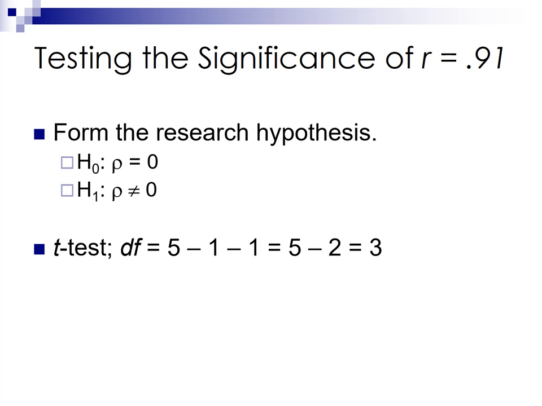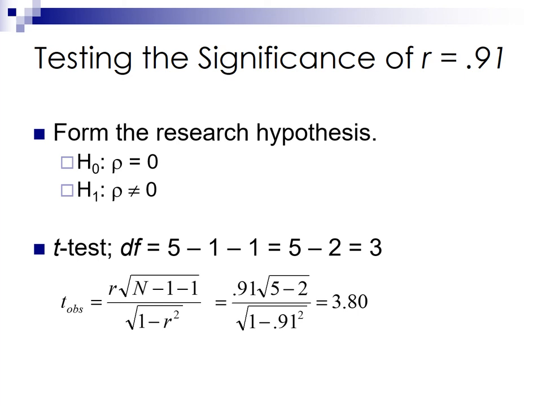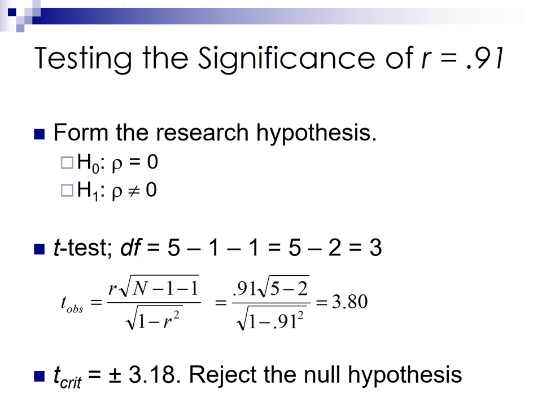It is a t-test. For the t-test, the degrees of freedom equal the sample size minus the number of predictors, or number of x, minus 1. So it is 5 minus 1 minus 1, which is 3. The t-observed score equals the correlation coefficient multiplied by the square root of sample size minus 1 minus 1, divided by the square root of 1 minus r squared. So it is 0.91 multiplied by the square root of 3, divided by the square root of 1 minus 0.91 squared. The t-observed is 3.80. And the t critical score is positive or negative 3.18. Therefore, we reject the null hypothesis.